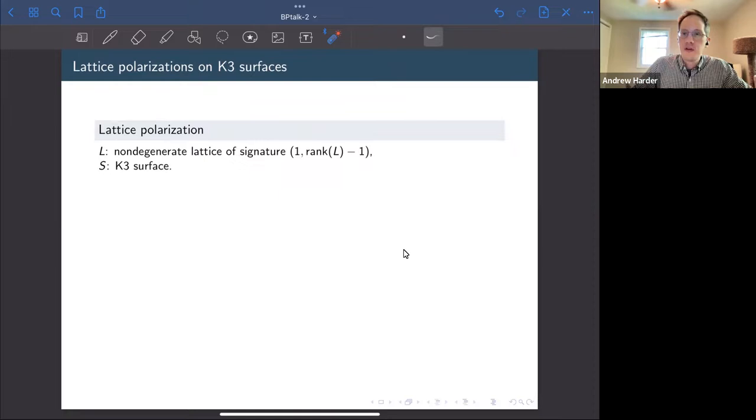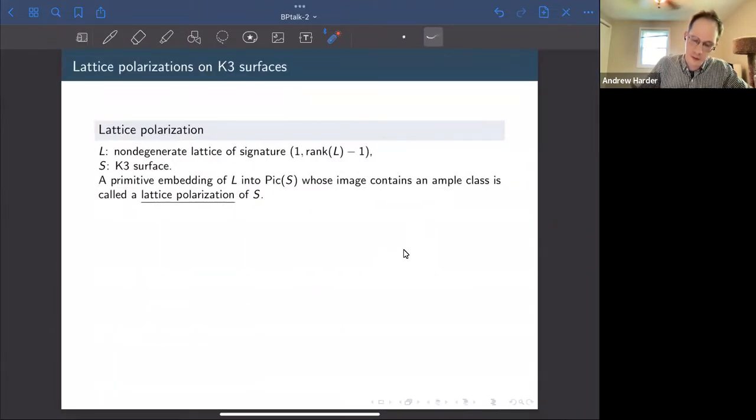To define a lattice polarization on a K3 surface is not that hard. You choose a non-degenerate lattice with this signature, and you choose a K3 surface. A lattice polarization on this K3 surface is just a primitive embedding of this lattice L into the Picard group, so that the image contains an ample or maybe pseudo-ample class. All I'm saying is, choose some structure on this Picard lattice and assume that it embeds into the Picard lattice of your K3.